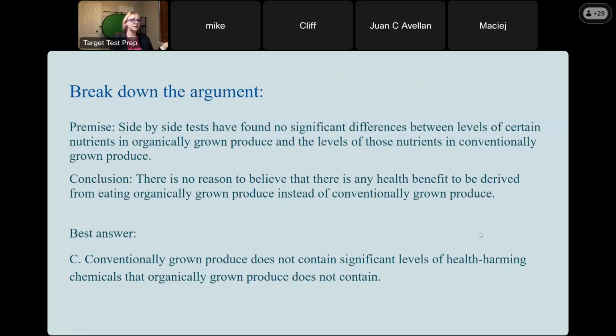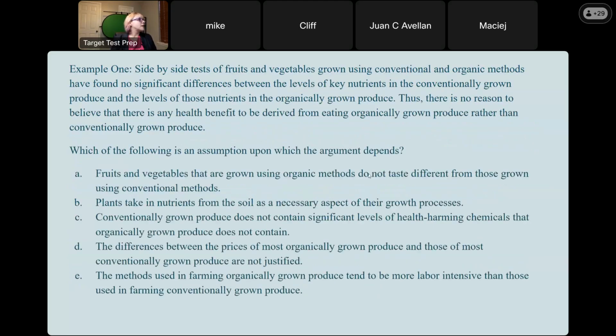Okay, awesome. All right, Priyanka. So let's go back. So side-by-side tests of fruits and vegetables grown using conventional and organic methods have found no significant differences between the levels of key nutrients in the conventionally grown produce and the levels of those nutrients in organically grown produce. So conventionally grown produce has nutrients and levels, and organically grown produce has equivalent nutrients. The conclusion is here. There is no reason to believe that there is any health benefit to be derived from eating organically grown produce rather than conventionally grown produce.